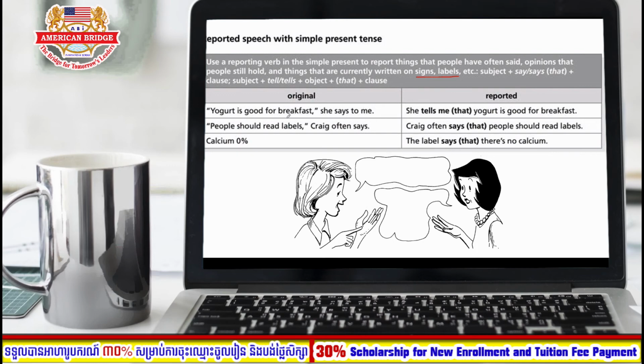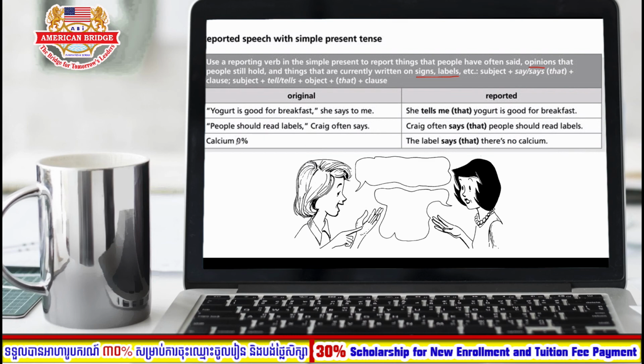So if you look at the example right here, "Yogurt is good for breakfast," she said to me. So here she expressed her opinion, which she believes is true. And then when we report, we use a present simple verb. "People should read labels," Greg often says. So here it is Greg's opinion, and he still believes people should do that. That is why you should use a present tense here to report this.